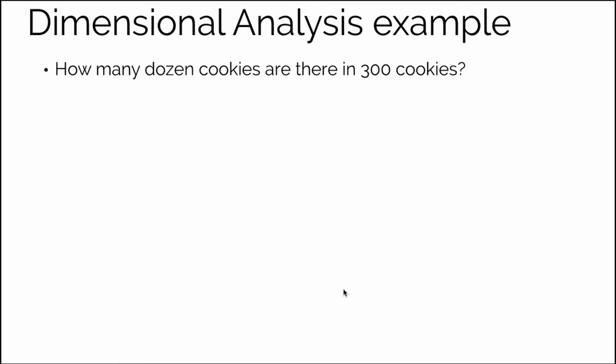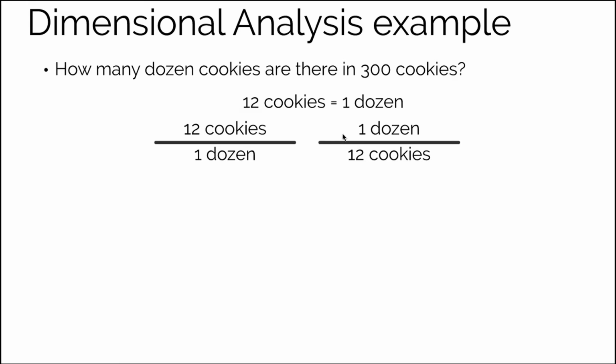All right, so let's go ahead and hit the ground running and use this example with our dimensional analysis. Say that you had 300 cookies and you want to break this up into dozen packages. For this, you'll need to know your conversion factor, that 1 dozen is the same as 12 cookies. And you can set up your conversion factor in 2 ways, again, with cookies on top or cookies on bottom.